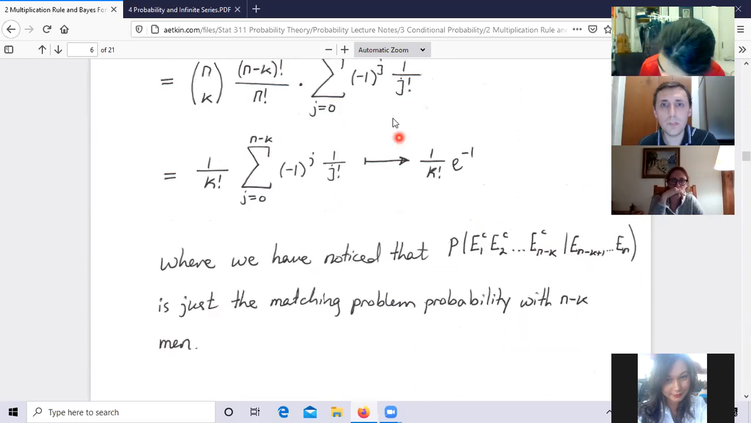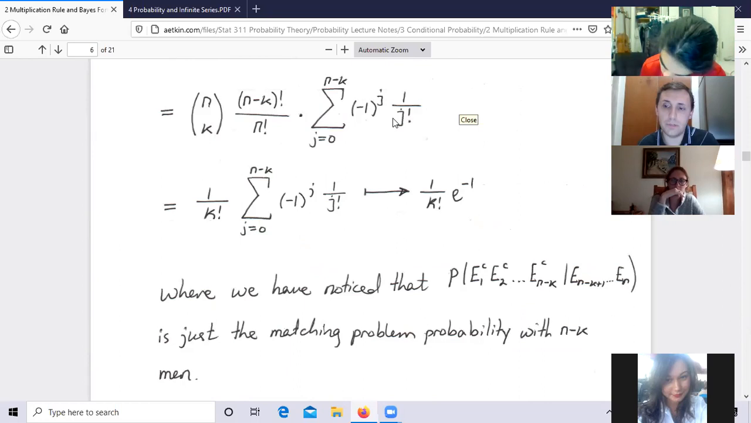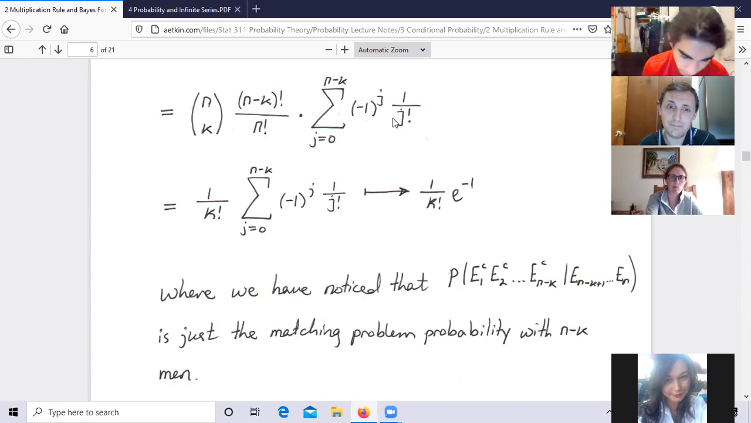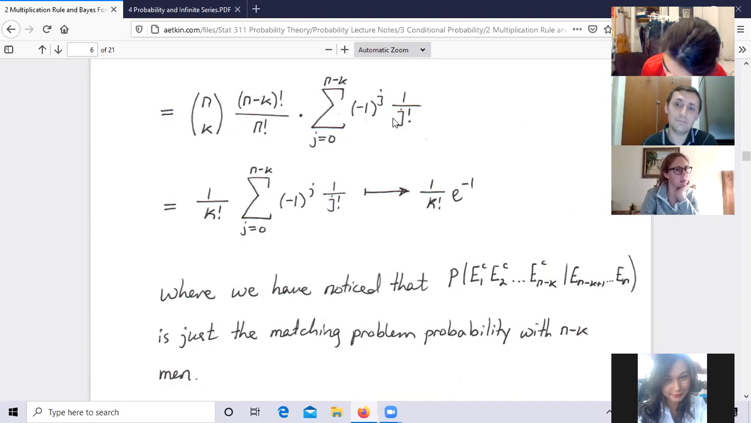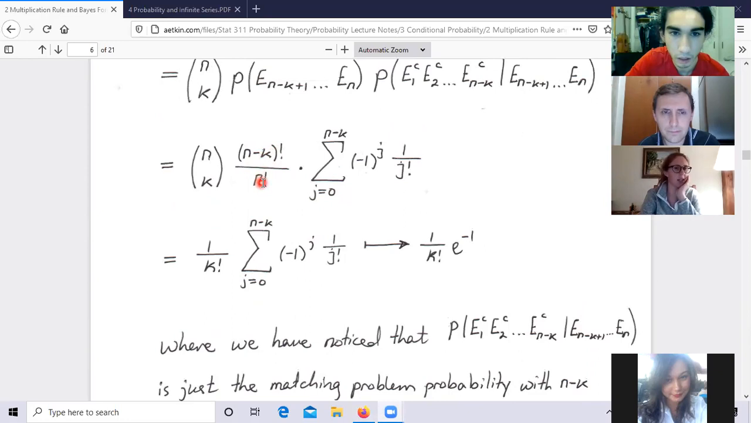So guys, were you able to follow my explanation, or was it too quick, or do you understand? I think so. Why does it become n choose k times n minus k factorial over n factorial? You mean n choose k, sorry? Where does that come from? Where does this part come from?